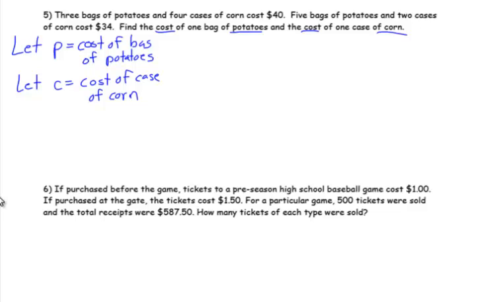So we go, look, 3 bags of potatoes. So 3P plus 4C equals $40. 5 bags of potatoes and 2 cases of corn. So 5 potatoes plus 2 corn equal $34. Now we need to solve for C and for P.